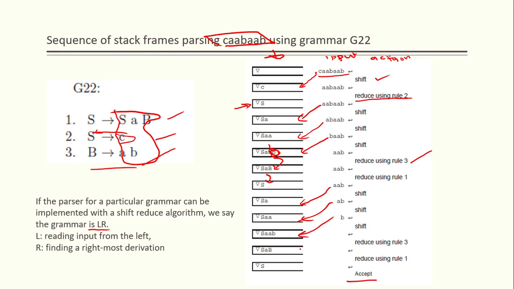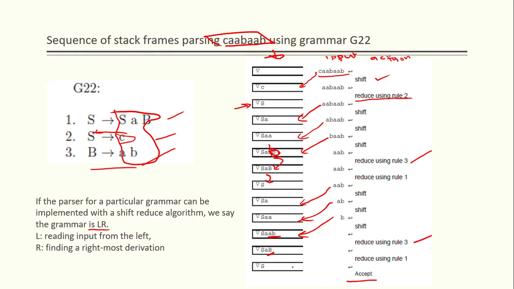Now it is SAAB, which means that you can reduce AB into B using rule number 3. So write down there, reduce using rule number 3. So you are replacing AB with capital letter B using rule number 3.